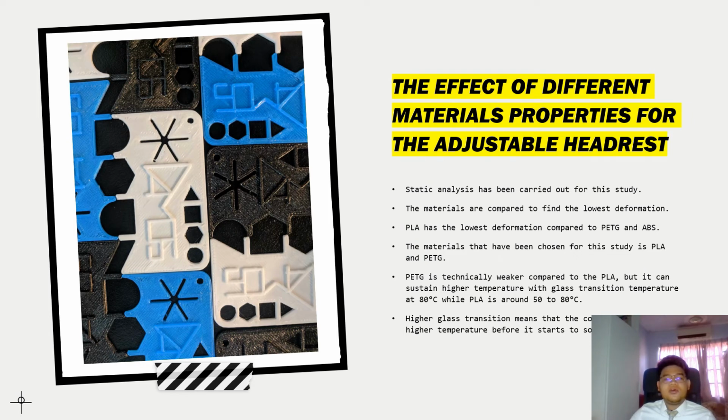Alright, so how do I find the effect of different materials for the adjustable headrest? I've chosen static analysis to carry out for this study, and all the materials are compared to find the lowest deformation. The materials compared are PLA, PETG, and ABS, and I found that PLA has the lowest deformation. The materials chosen for this study are PLA and PETG. PETG is technically weaker, but it can sustain higher temperature, at 80 degrees C, while PLA is around 50 to 80 degrees C. So this means that PETG can sustain higher temperature better compared to PLA.